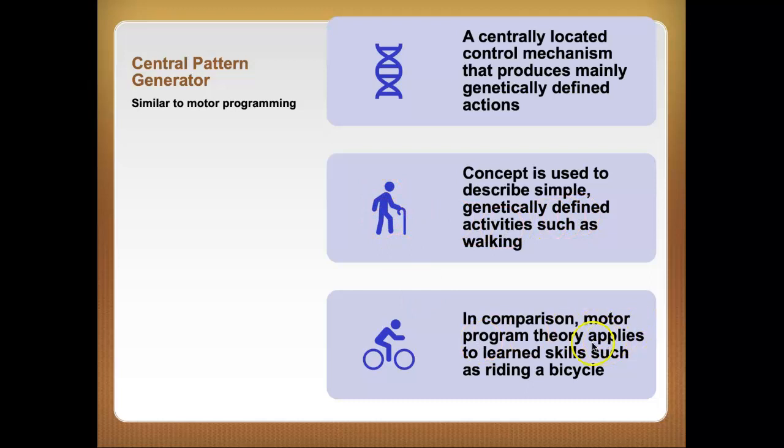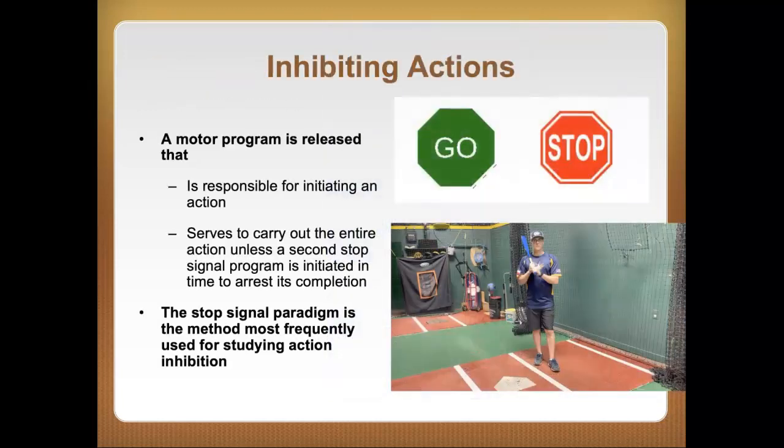In comparison, motor theory suggests that riding a bicycle is a learned skill, not a hereditary or genetic skill. So over here I have this. This was developed to explain certain locomotion in animals, such as swimming or chewing in hamsters or snakes slithering. So there are some inhibiting actions here.